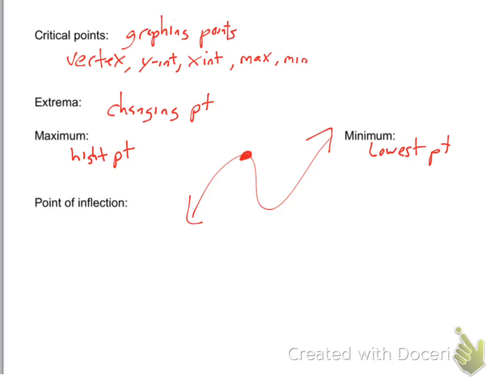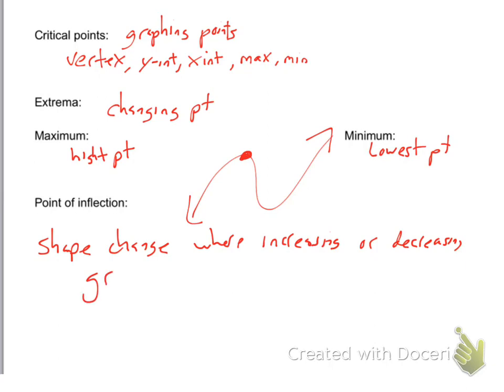Now, a point of inflection. The book is kind of interesting on this one. They say it's a shape change where increasing or decreasing graphs don't change. So you don't change from increasing to decreasing. It still increases, but it's like a shape change. It's like a hesitation, I call it.